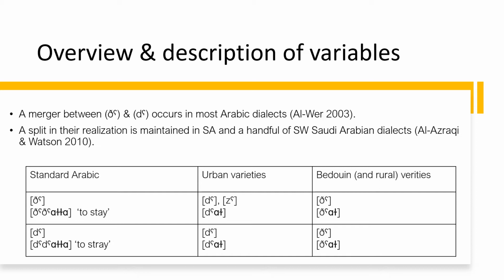Keeping in mind the two competing levels of prestige in Arabic, where urban realizations usually are viewed as more prestigious in regards to vernacular Arabic, this will influence the results and the discussion of the results, basically.